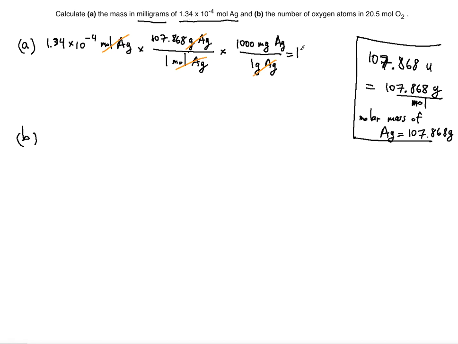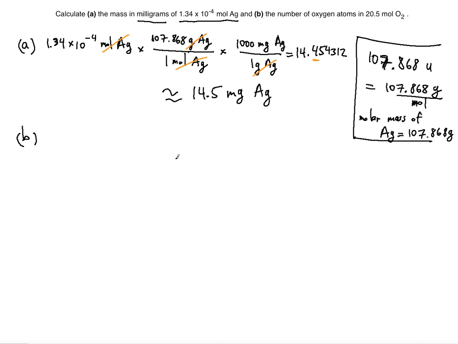And the calculator gives me 14.454312. So we round it to 3 significant figures, right? So we round to this digit. Since the 5 pushes the 4, it will be 14.5, right? So 14.5 milligrams of Ag.